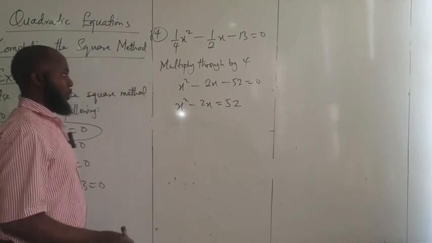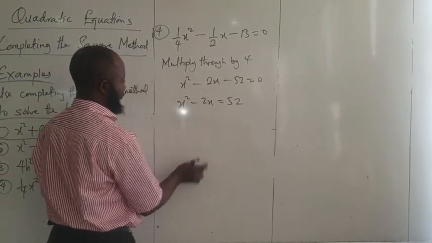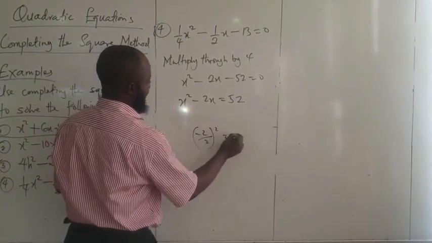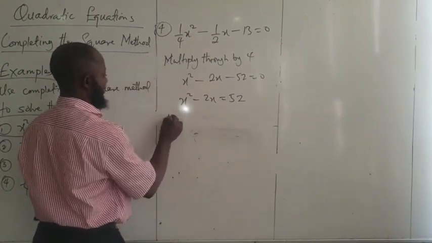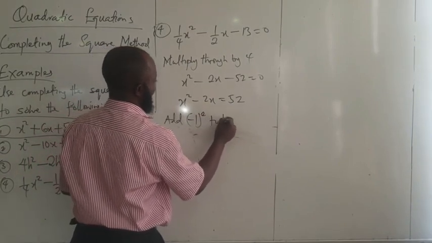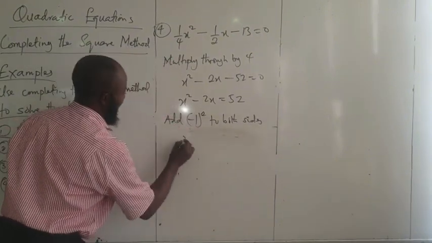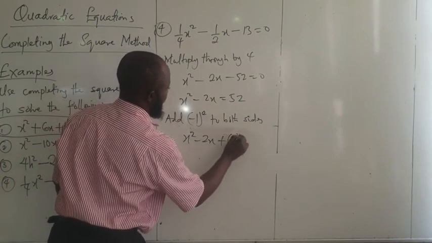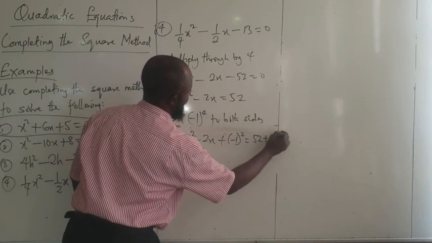So we can then have x squared minus 2x equals 52. So we find half of this, then we square it. What's half of minus 2? Minus 1. Then we square it. So we are squaring minus 1. So we add minus 1 squared to both sides. That's what it means. So we're going to have x squared minus 2x plus minus 1 squared equals 52 plus minus 1 squared.